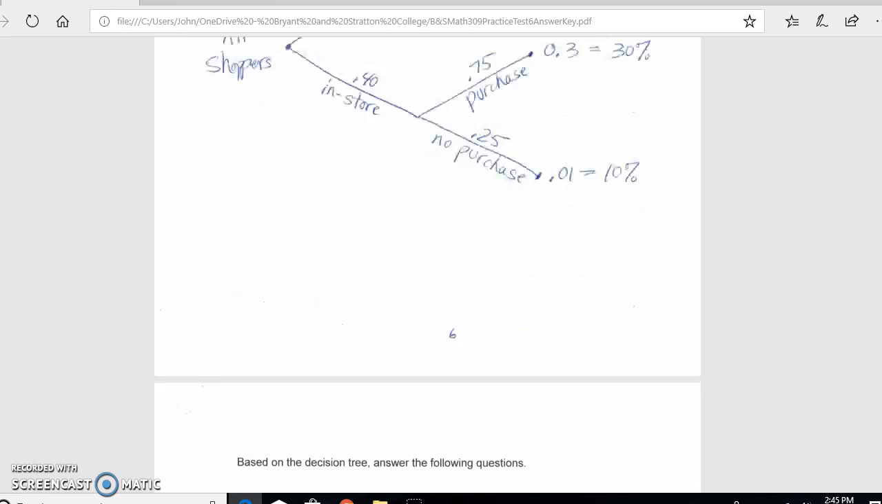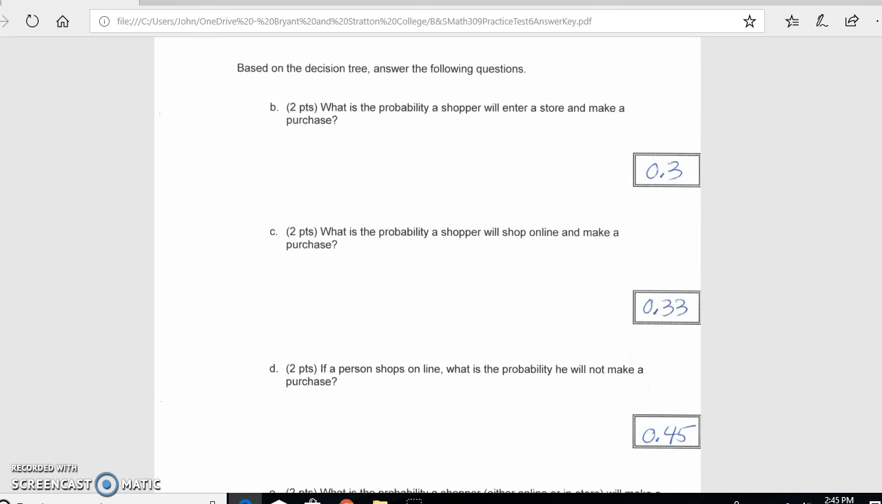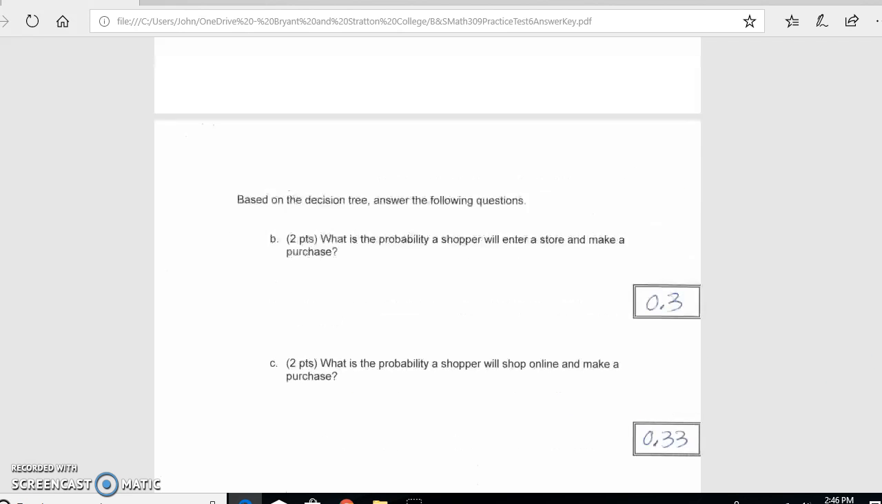Now letter D is a little more difficult because the question is, if a person shops online. So we're assuming here that a person is shopping online, and if that's true, what is the probability he will not make a purchase? This is not an "and" question as the previous two were. The previous one says, what is the probability a shopper will shop online and make a purchase? That includes both. But this one here, we are given, or we are assuming, that the person shops online. And if that is true, what is the probability he will not make a purchase?